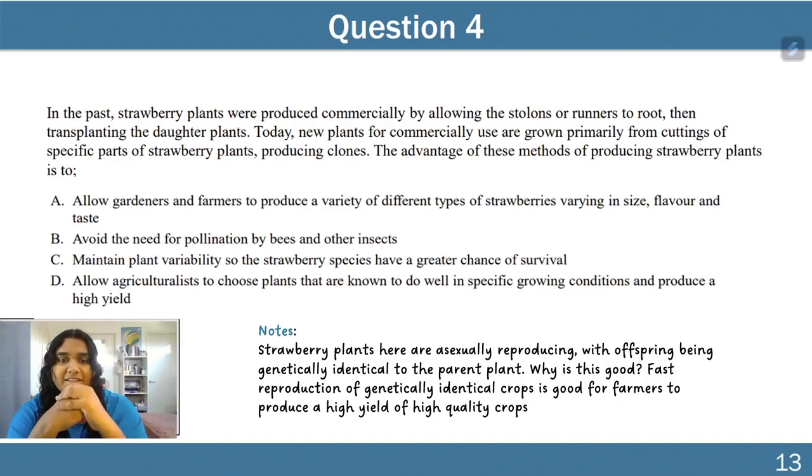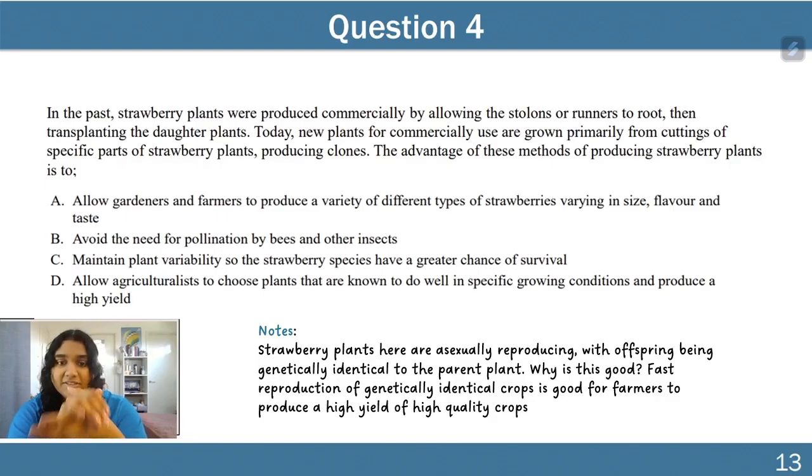All right. Strawberry plants here, something really important to note is that if you are using cuttings to produce offspring, that is asexual reproduction. What that means then is that the offspring produced, or the clones of the plants produced, are genetically identical to the parent plant. Why might that be an advantage is basically what this question is asking.